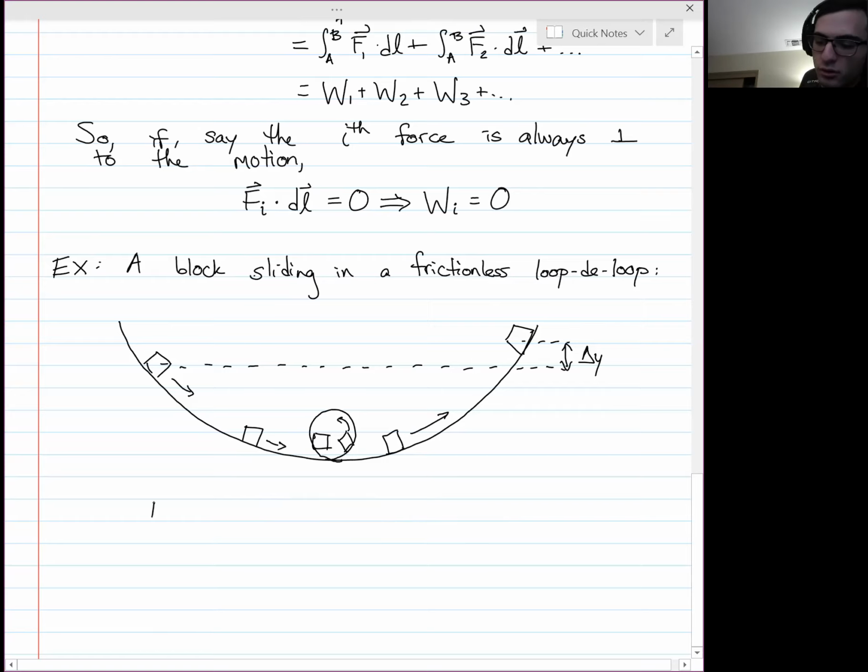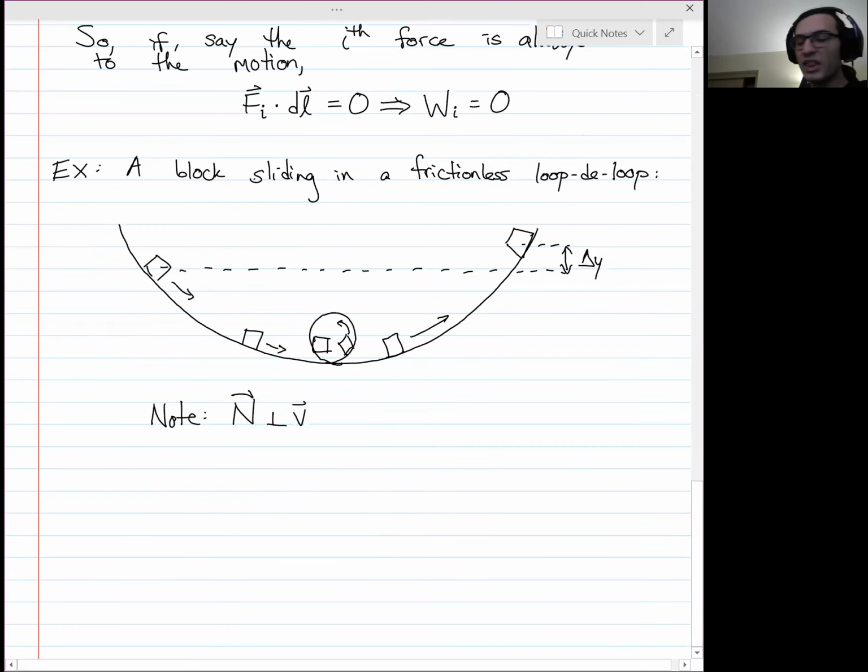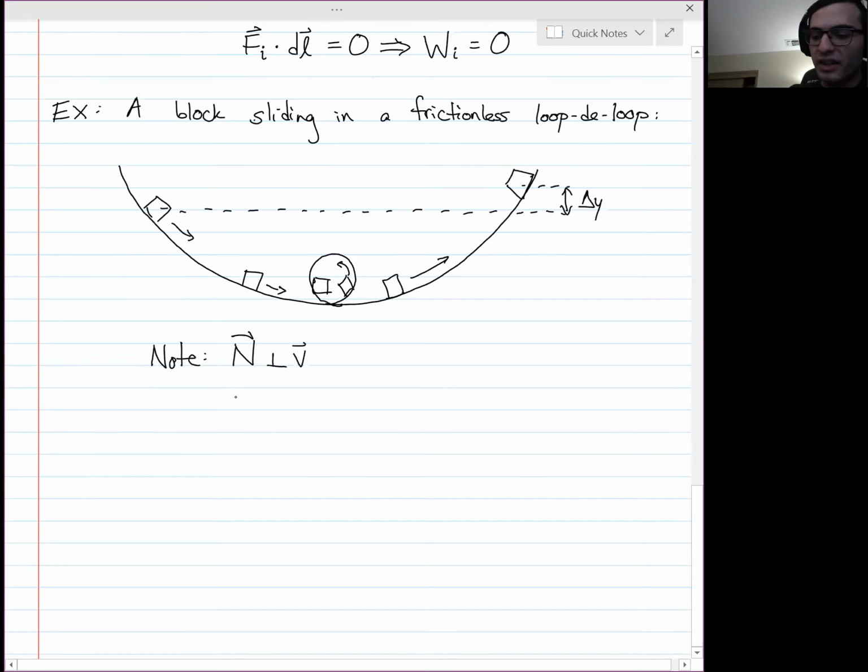And note that the normal force here is always perpendicular to the velocity vector, meaning that it's always perpendicular to the path. That's always true because that's just what the normal force does. It's always perpendicular to the surface on which the object is resting. So what that means is that n dot dl dt is 0, which implies that n dot dl is 0.